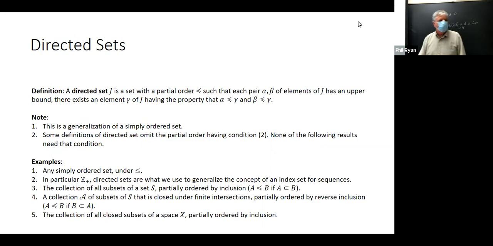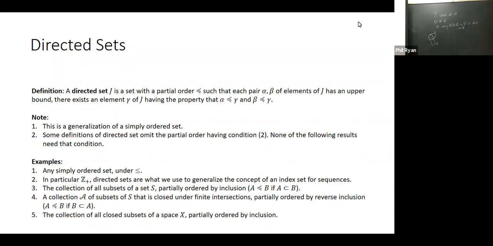Okay, so what are some examples of a directed set? As I said, it's a generalization of the simply ordered set. So any simply ordered set is also a directed set, right? Because if we're given any alpha and beta in our simply ordered set, then one has to be greater than the other, and that one is then an upper bound for the two elements. So it's trivially directed.